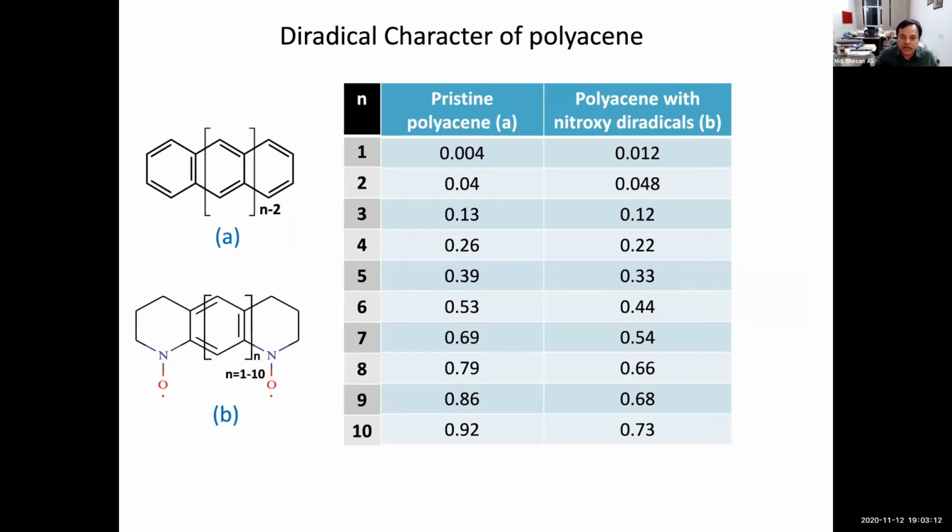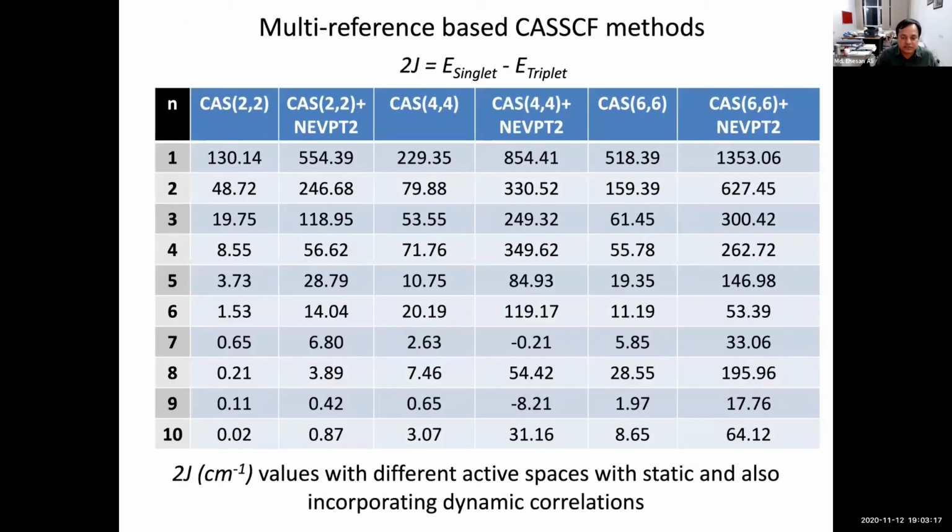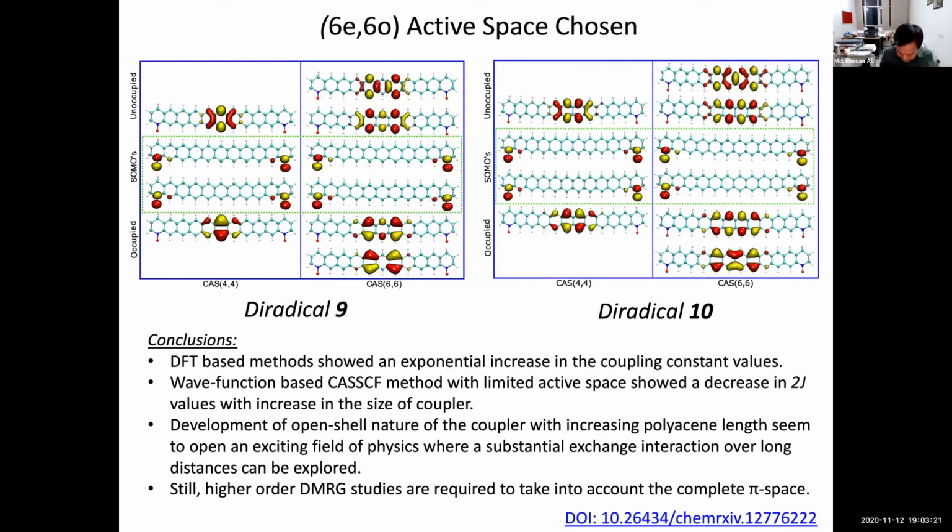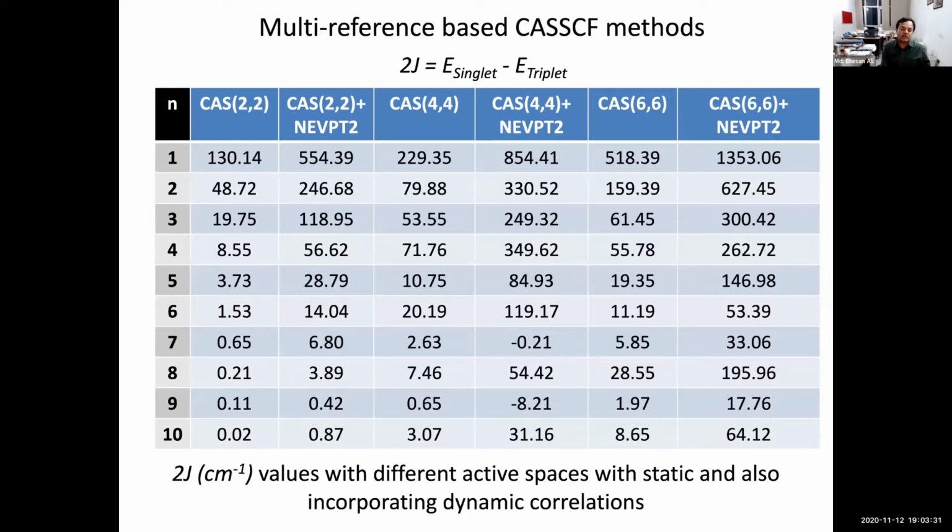Okay, so we have verified this with diradical character. These two slides I'll skip. Now with the multi-reference calculation, we tried to find this out. These are complete ab initio calculations based on wave function based theory. It's not density based theory.